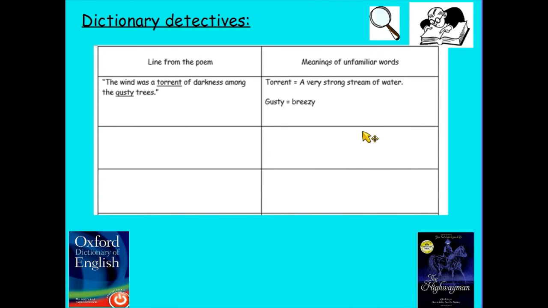And then what we would like you to do is to take a line from the poem and tell us what the meaning is. So here I've given you the example of a torrent is a very strong stream of water, and we know that gusty means breezy. So that helps us develop more of a picture of the setting of the poem. These resources should be included in your online learning pack.